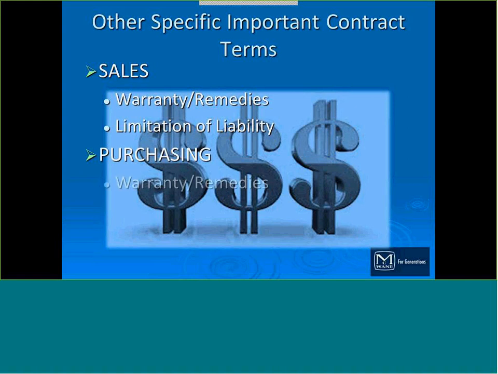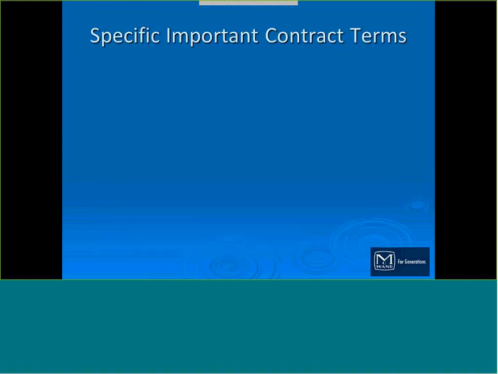In a purchasing contract, those same things are important, but we're looking at them from a different standpoint. We want to know what we're getting and what remedies we have if something goes wrong with what we're buying or what we're contracting for. So it's just a different way of looking at it, same issue.